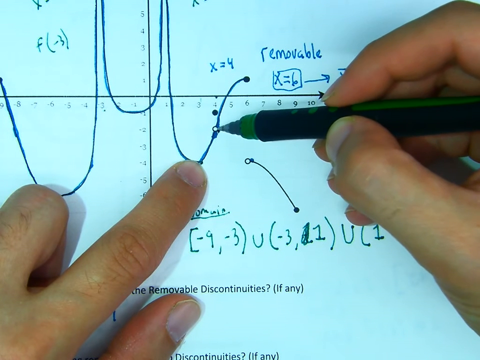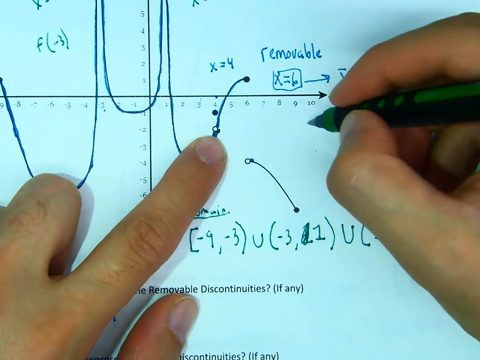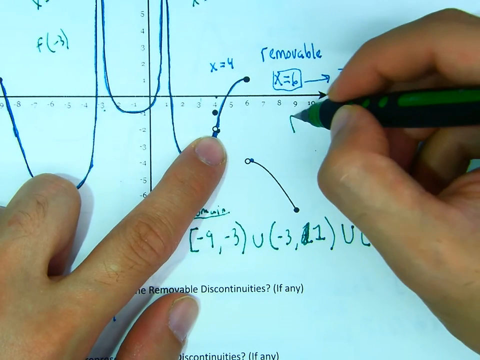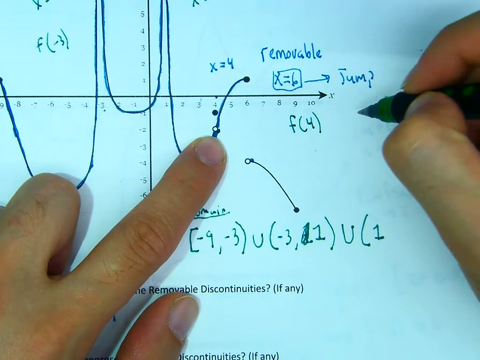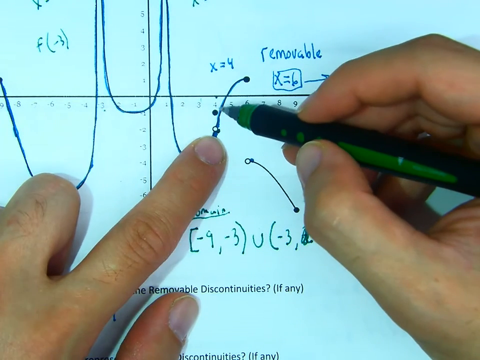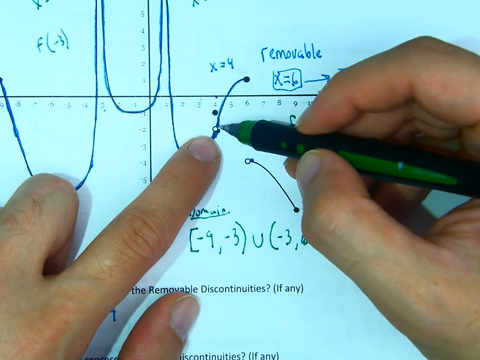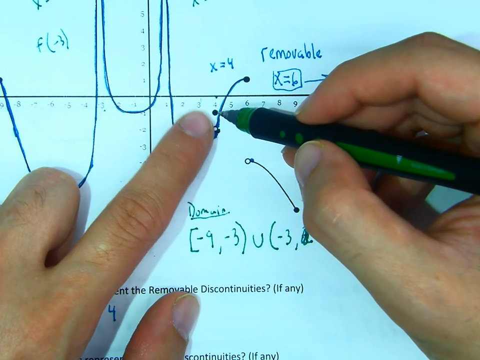Pause the video. Do you have x equals 4? If you want to continue, what is f of 4? It's negative 1. So you do have x equals 4. It's just not continuous. That's all. But you still have this x value.